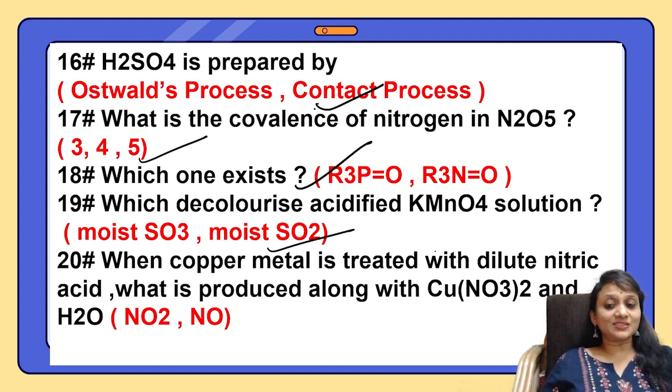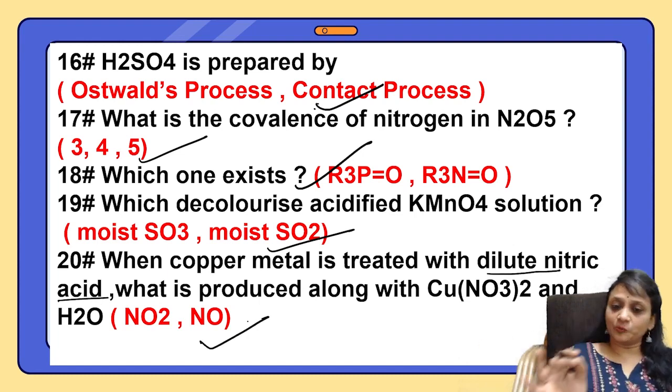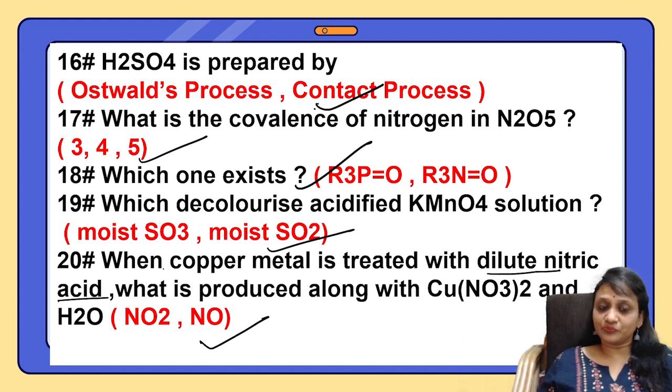When copper metal is treated with dilute HNO3, what is produced along with copper nitrate and water? The gases. Always remember, students, when you take dilute acid, only one simple concept: you are going to get NO gas with dilute HNO3, and with concentrated, NO2. Got it? Easy. You're understanding.